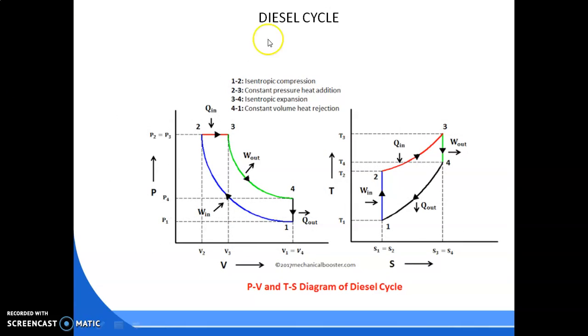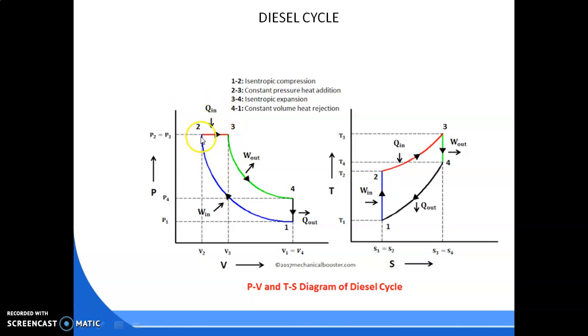Okay. Let's discuss the pressure-volume diagram and temperature-entropy diagram of the diesel cycle. So see, in the diesel engine, 1 to 2 is your isentropic compression. Then 2 to 3: in the petrol engine, you have constant volume heat addition, but in the diesel engine, constant pressure heat addition.